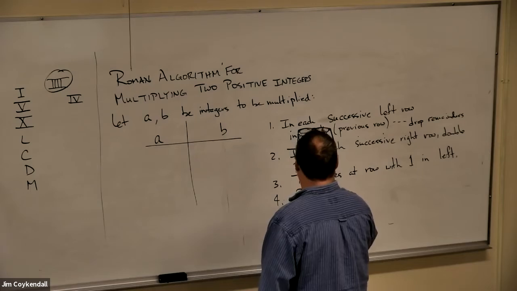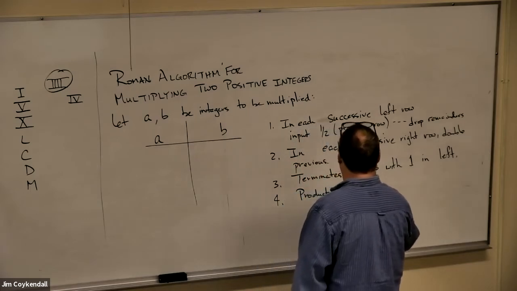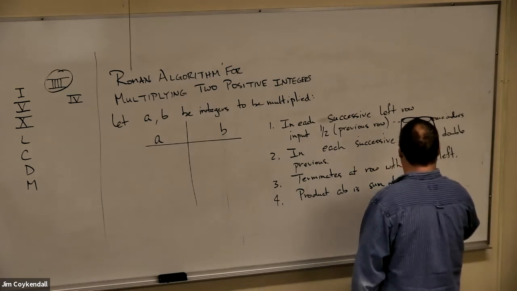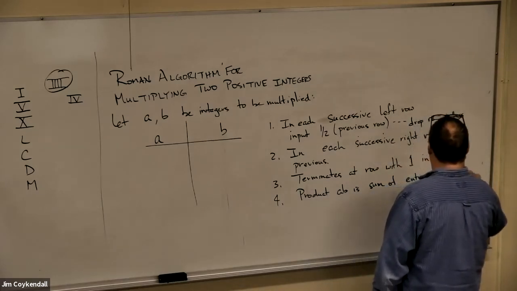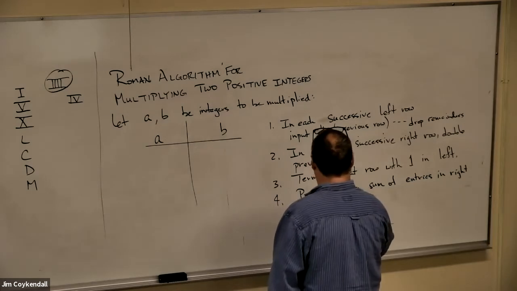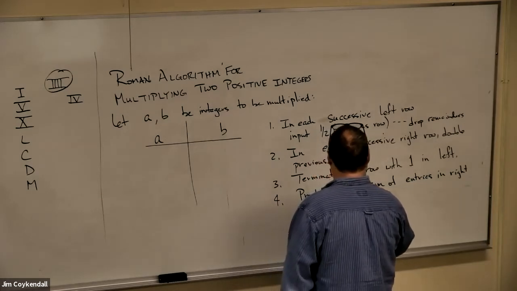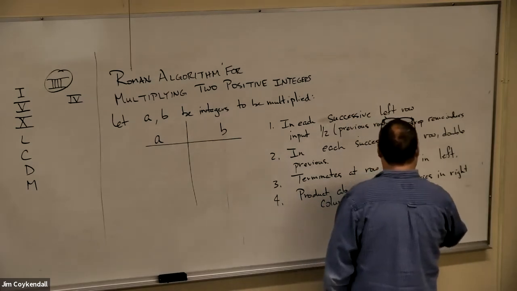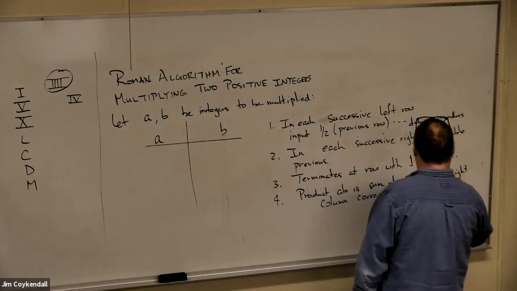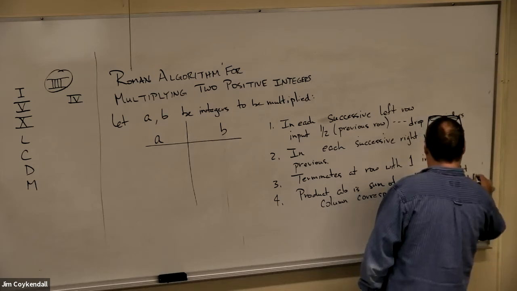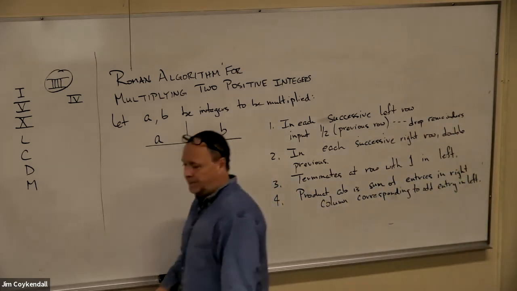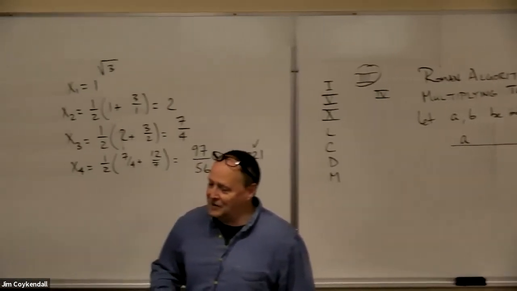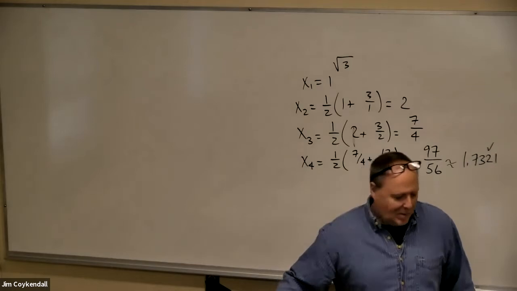The product AB is the sum of entries in the right column corresponding to an odd entry in the left. So for example, let's actually do one of these things. So this is where the Romans dug on their multiplication here.